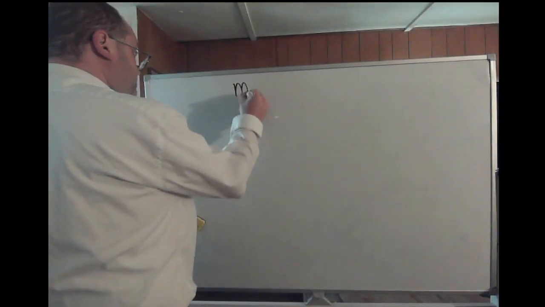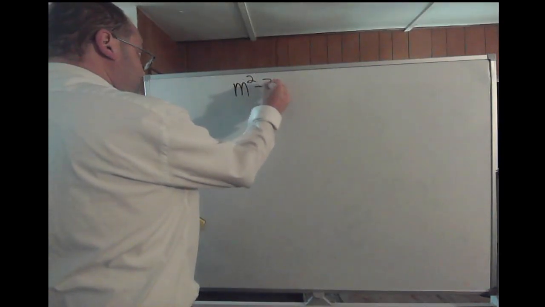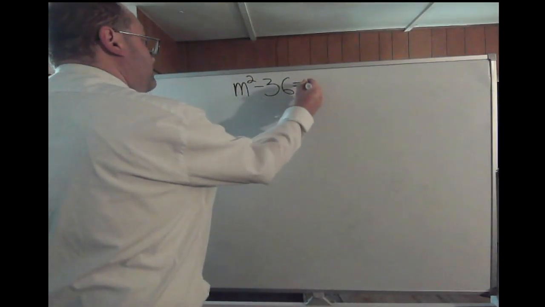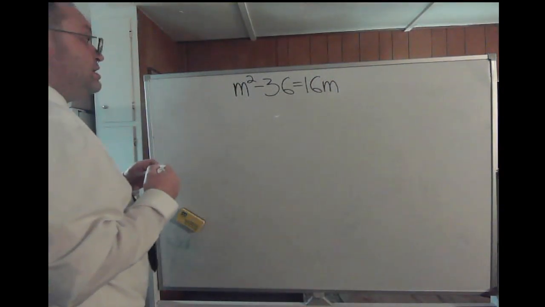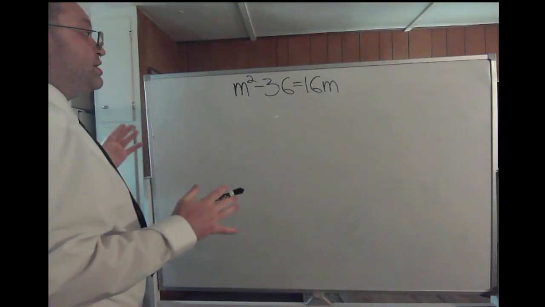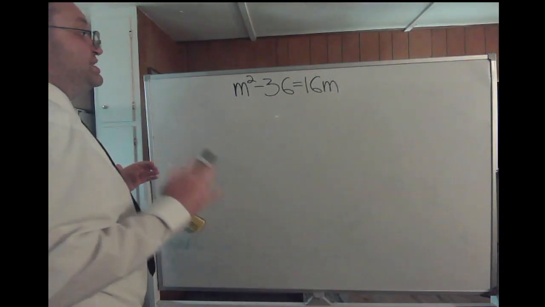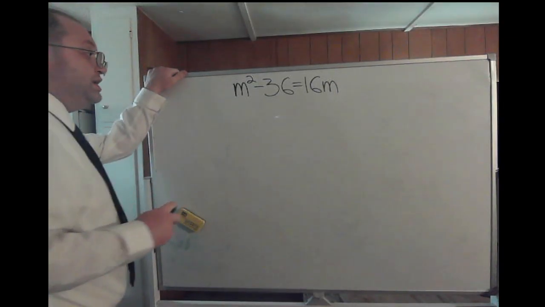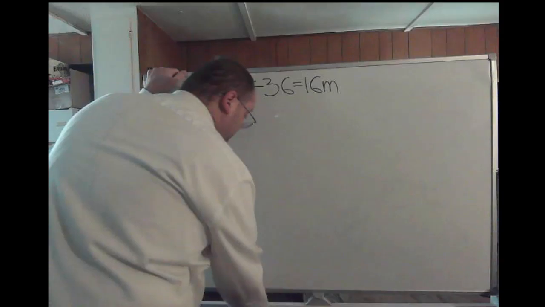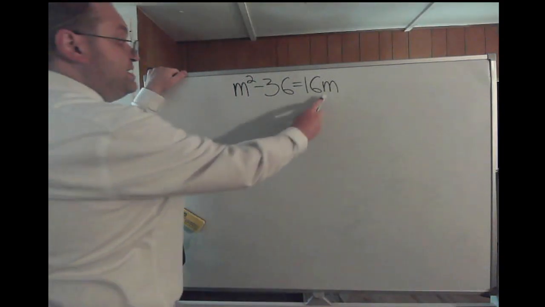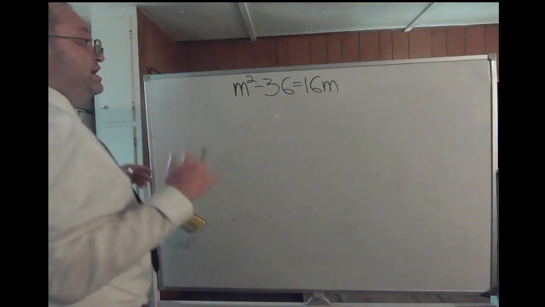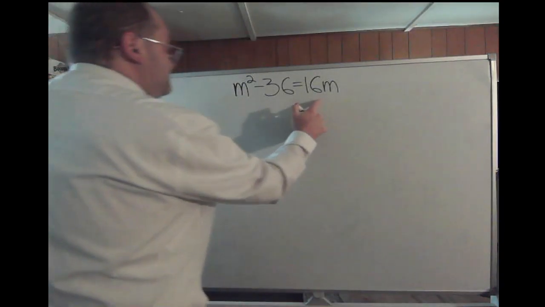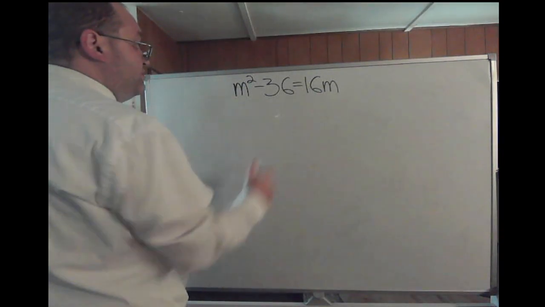Alright, m squared minus 36 equals 16m. We got m squared minus 36 equals 16m. Well, in order to solve this, we're going to have to make the right side equal to 0. We can only solve if the right side equals 0. You can't solve it any other way.